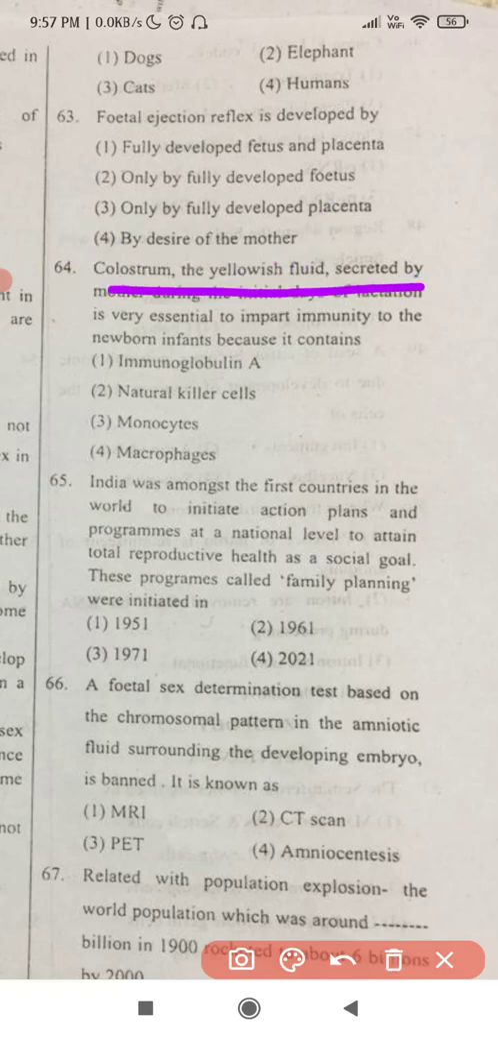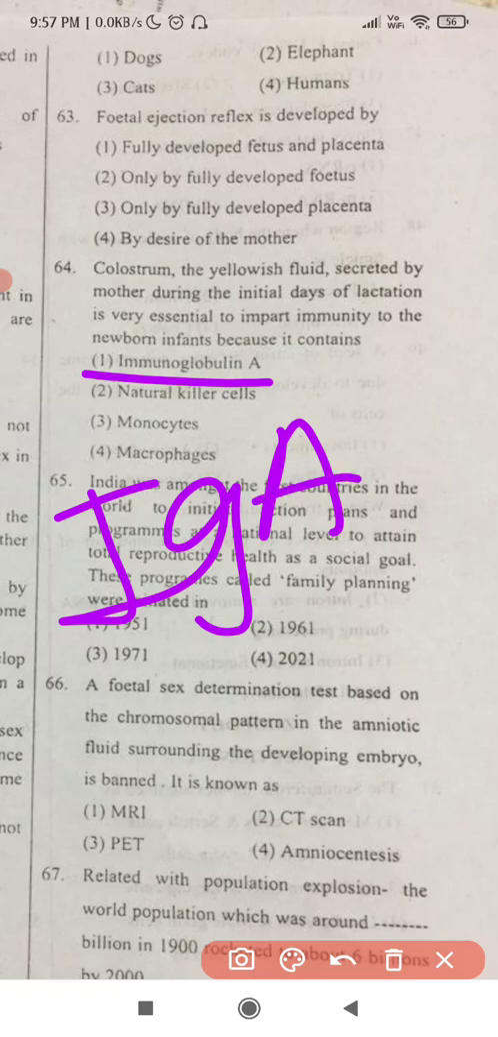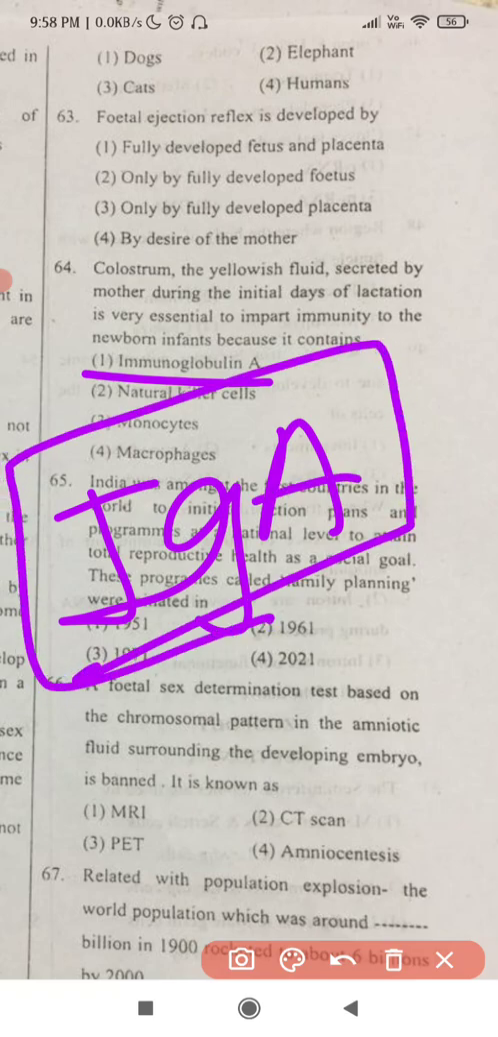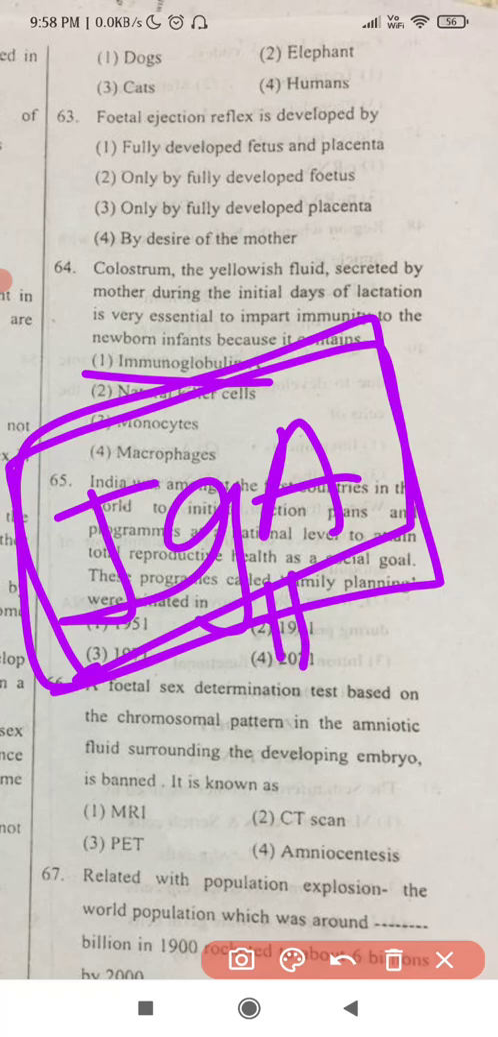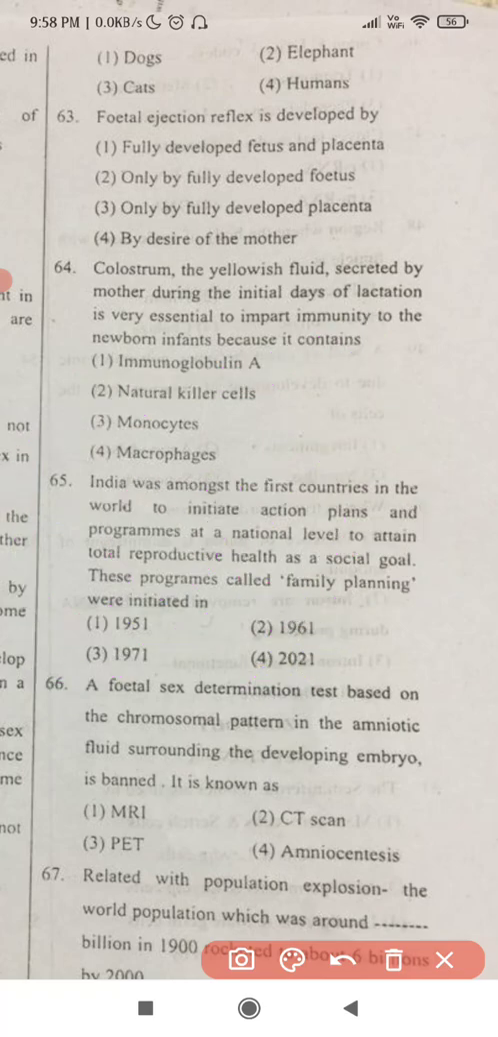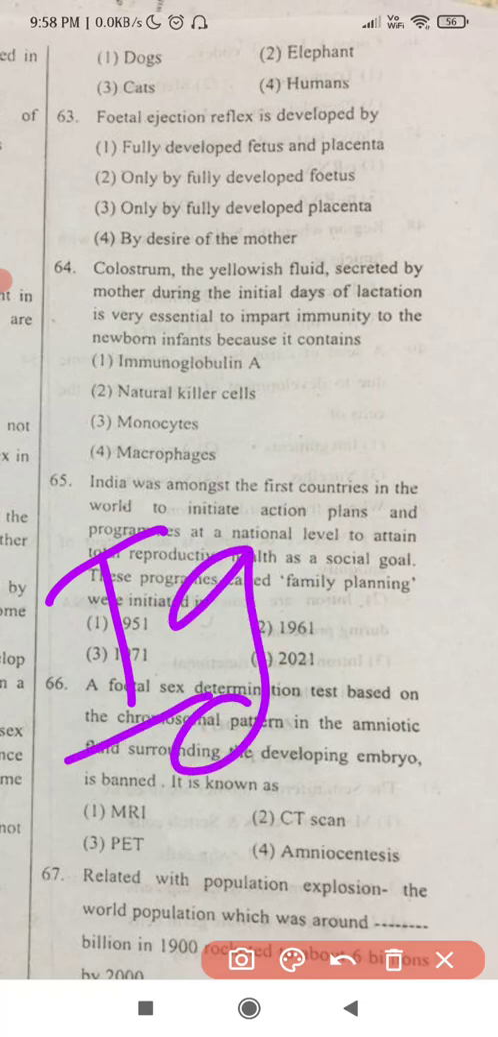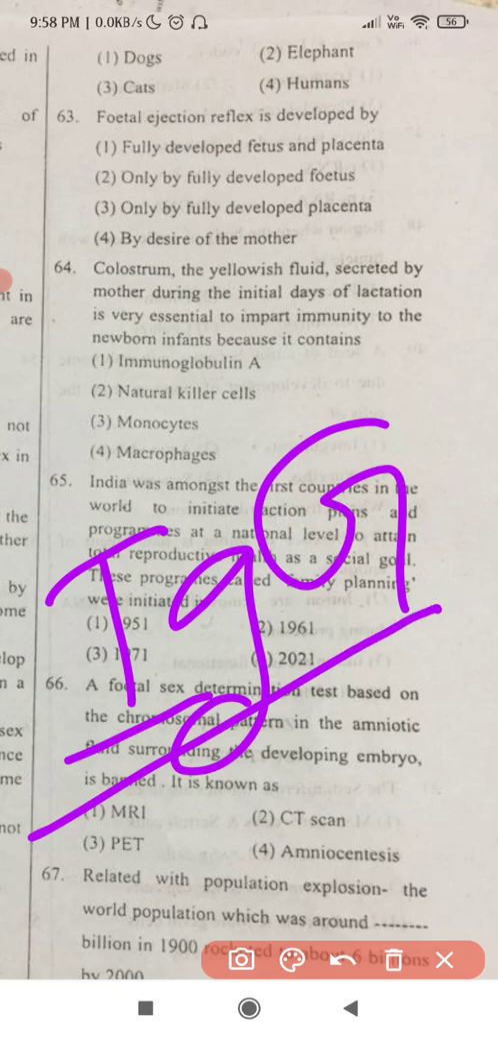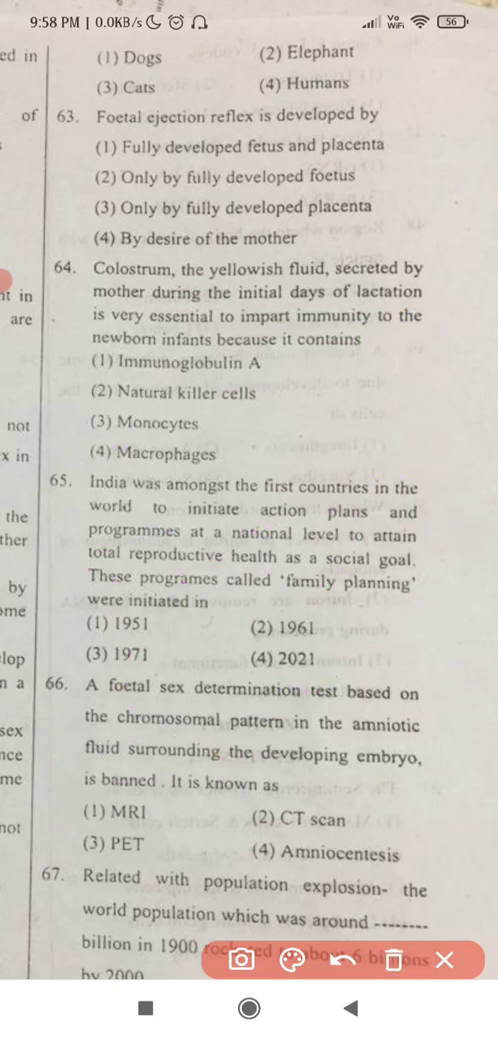Colostrum, the yellowish fluid secreted by the mother during the initial days of lactation, is very essential to impart immunity to the newborn because it contains IgA antibodies. So the baby gets IgA antibodies through milk, through colostrum, and this is helpful for imparting immunity to the baby. And during gestation, IgG antibodies enter the fetus through the placenta, and this also imparts immunity to the fetus.